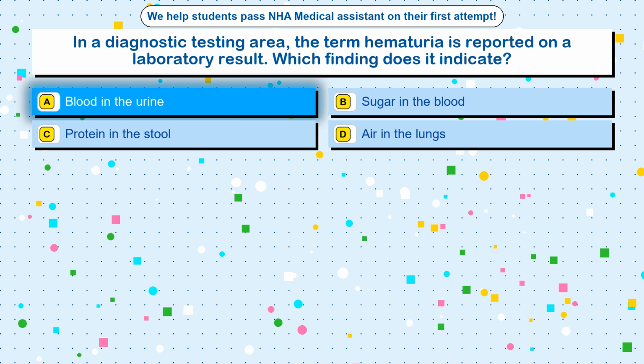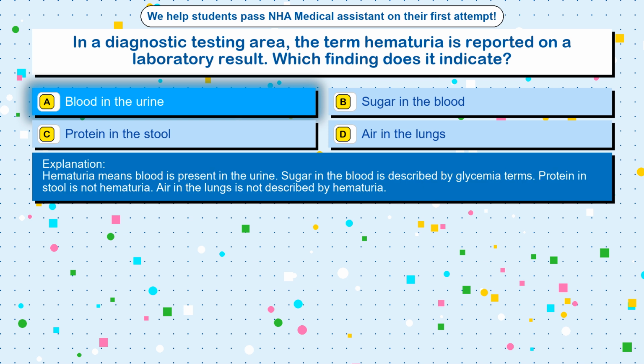The correct answer is option A. Blood in the urine. Hematuria means blood is present in the urine. Sugar in the blood is described by glycemia terms. Protein in stool is not hematuria. Air in the lungs is not described by hematuria.